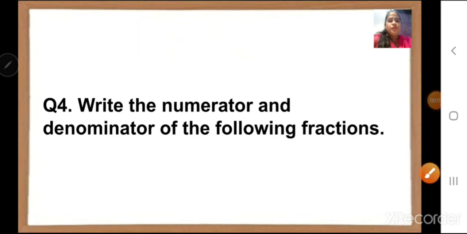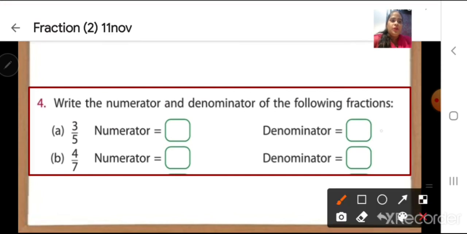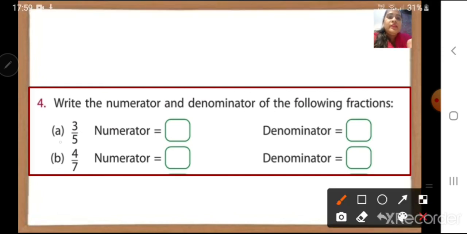Children, question number 4 is write the numerator and denominator of the following fractions. Okay. Now A1 is 3 upon 5. We have to write the numerator and denominator. So what is the numerator here in this fraction? Number 3. Correct. And the denominator will be 5. So write it down in the box. B1 is 4 upon 7. So which one is the numerator? Number 4. And the denominator is 7.